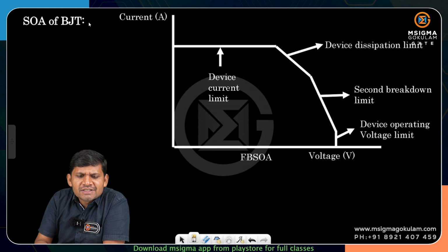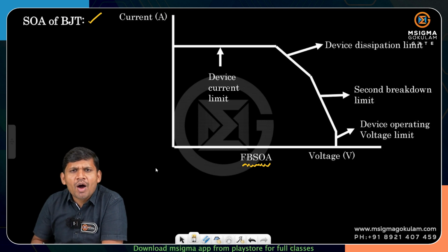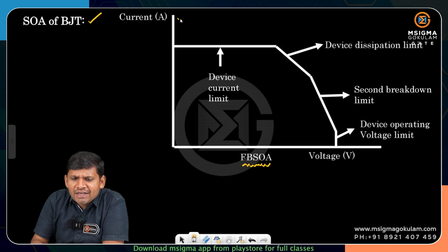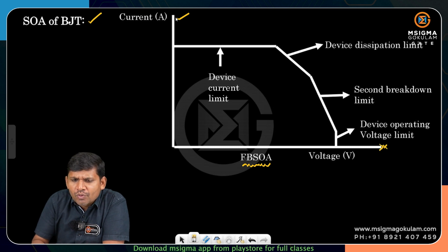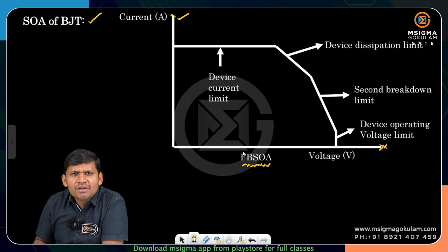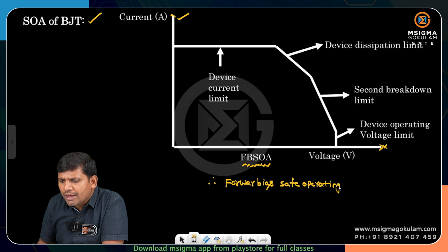Here I am giving the safe operating area of the BJT in forward bias. In the forward bias safe operating area, on the y-axis I have taken the current, and on the x-axis I have taken the voltage. Like this is the forward bias safe operating area of the BJT.